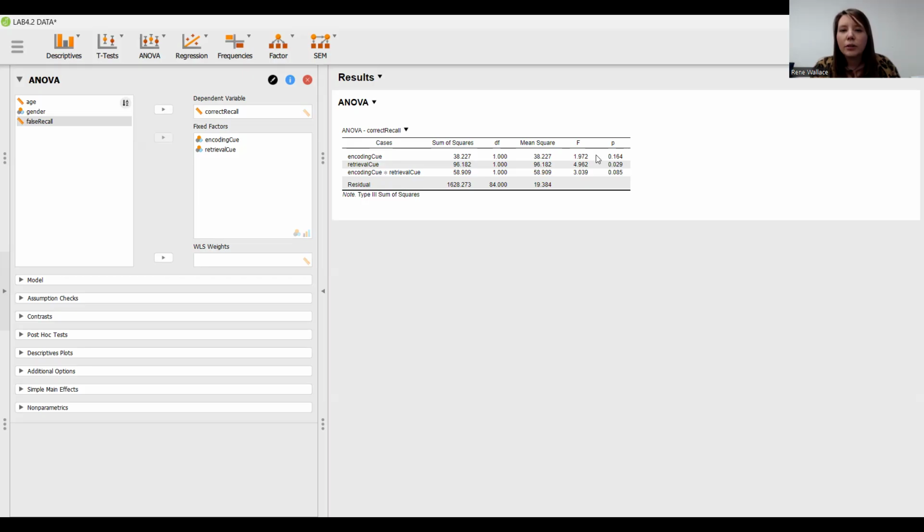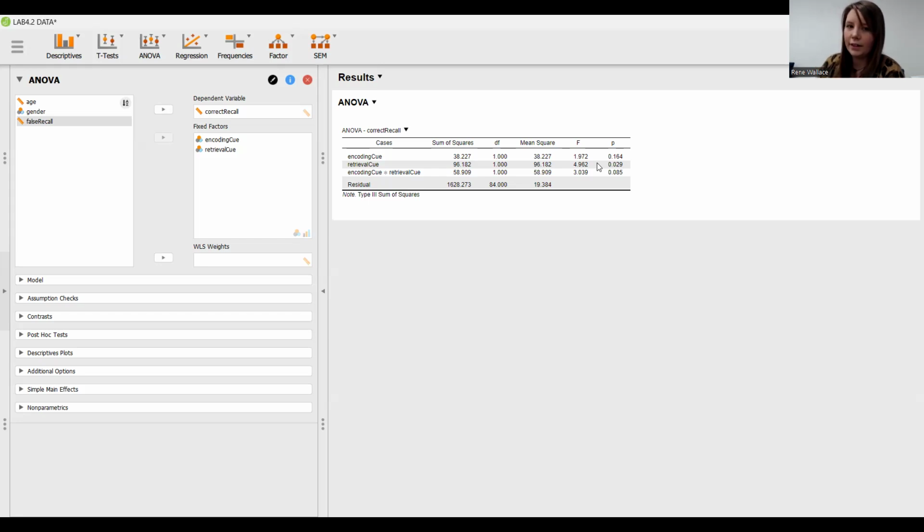So let's just look at our numbers here for my example. I have a p-value of 0.16. That's not significant. 0.02. That's significant. What is this? Retrieval cue. So there's some significance in my retrieval cue. And then 0.08, no significance for retrieval by encoding. So no interaction effect, but it does look like I might have significance here in my retrieval cue. So we'll talk about that in a second.